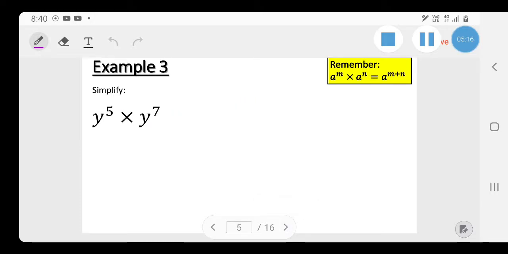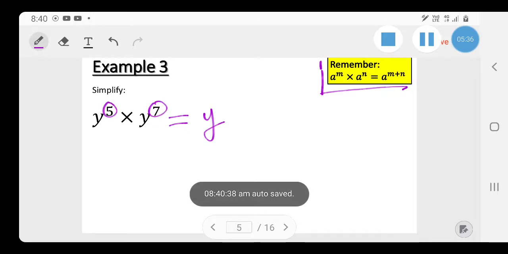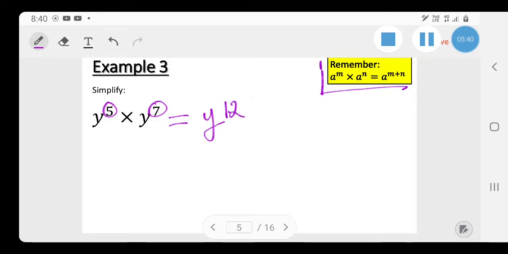And that's what we're going to do now. Y to the power of 5 times y to the power of 7. I could write out a bunch of y's with multiplication signs in between them, but I'm not going to do that because I have this lovely first index law here. So I'm going to write y once. I'm going to add the two powers together, and I will get y to the power of 12.